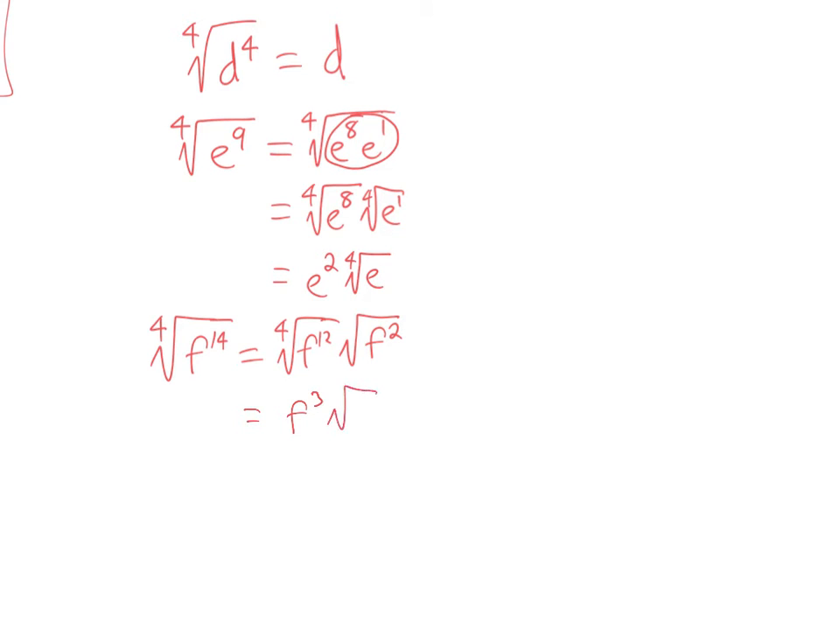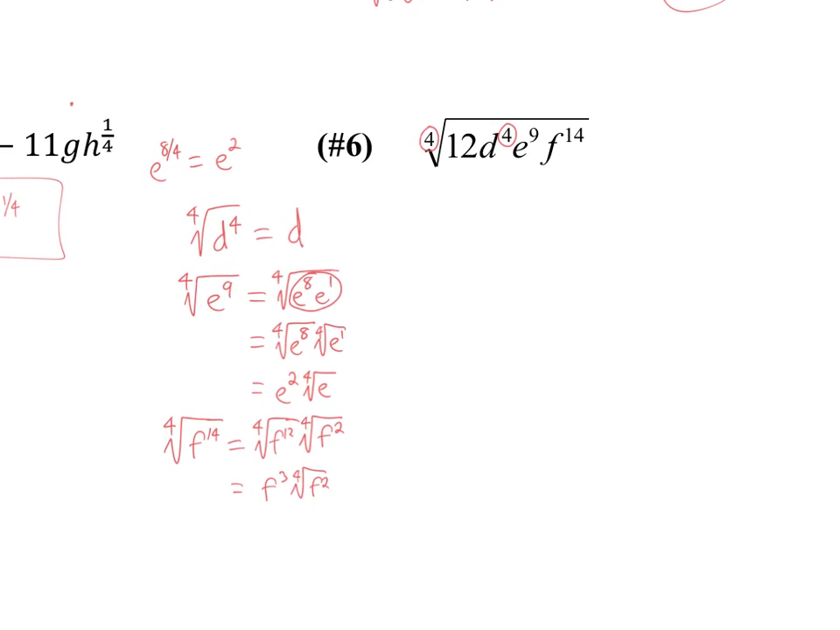And then we have the fourth root. I've got the fourth root here, fourth root of f squared, okay? So we broke down all the different variables here. So now let's go ahead and do this a little bit differently.